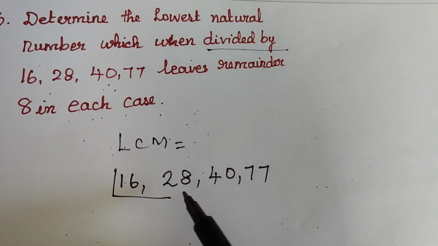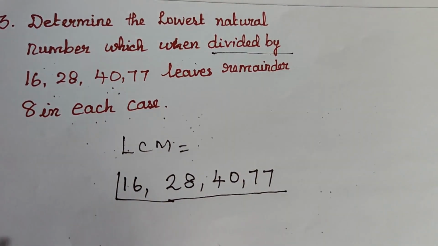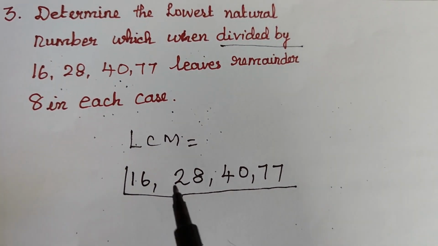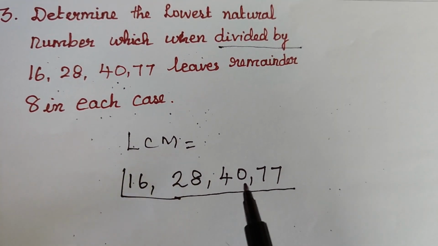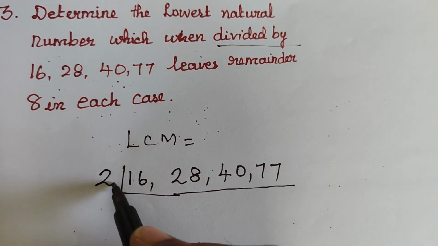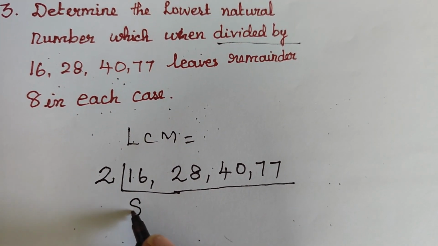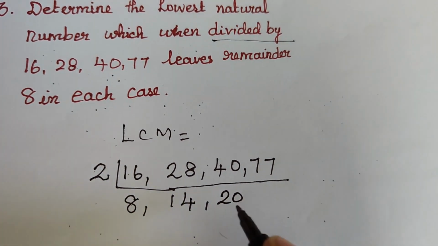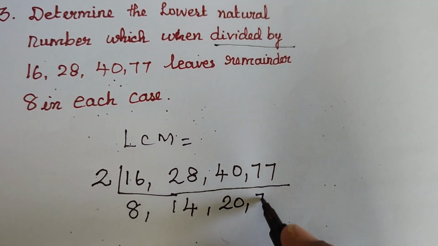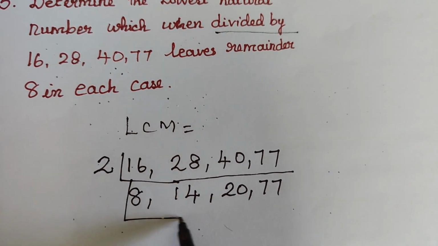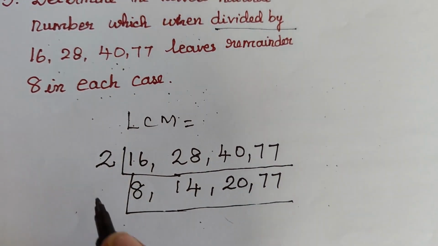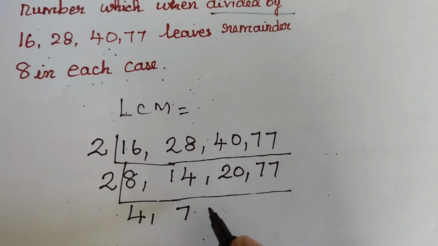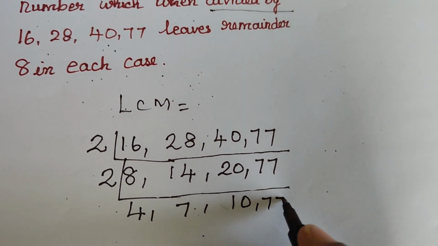First of all, they do not have a common factor for all of them. 16, 28, 40, all these are even numbers, so I divide them by 2: 8, 14, 20. 77 is not divisible by 2, so bring down 77. Now again, the first 3 numbers are even. Divide them by 2: 4, 7, 10, 77.